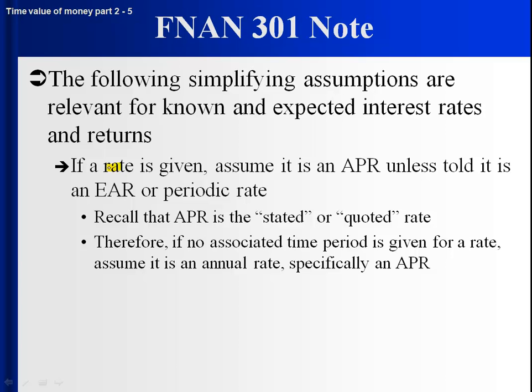So if a rate's given, assume it's an APR, unless you're told it's an EAR or a periodic rate. And again, periodic rate just means unless you're told it's 3% per month, or quarterly rate of 4%, or semi-annual rate. Otherwise, it's an annual rate, and if it's an annual rate, it's APR. Stated or quoted means APR. And again, if a rate's given, 4%, 7%, 9%, and that's it, assume it's an annual rate. Specifically, assume it's an APR, unless you're given explicit information that it's one of those two.